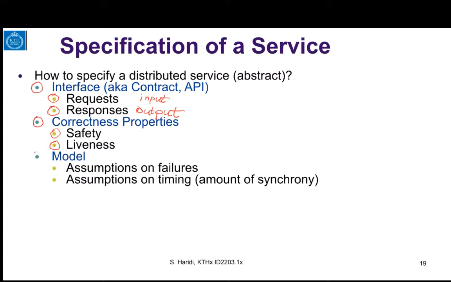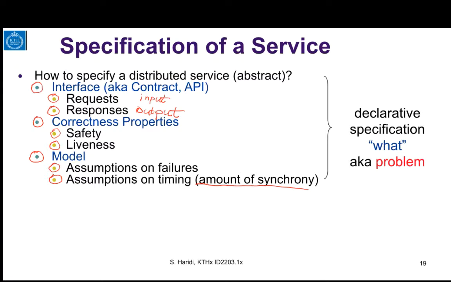Next, we have to specify what kind of distributed system model we are working with. As I just mentioned before, it will be about the failure assumptions of the model and the timing assumptions of the model, which is basically the amount of synchrony that the model allows. So what we have just said is what we call the declarative specification of a service: the what part of a service, or what we can call a problem. A service and a problem are synonyms in our case.